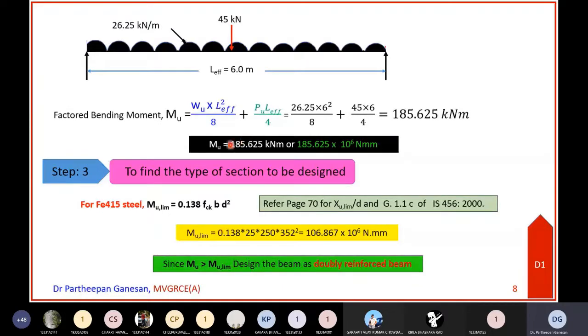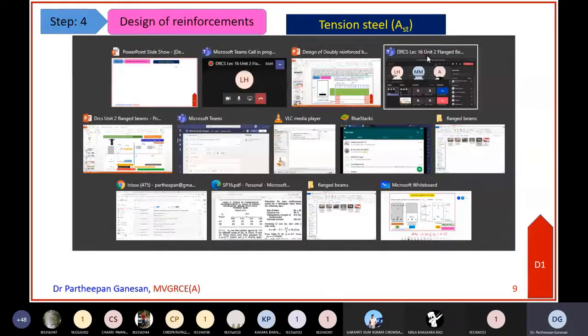Suppose Mu comes out to be less than Mu limit, you will design only as a singly reinforced beam, which we have already done. Singly reinforced beam you have done already, so you go back and refer. Suppose Mu is coming out to be less than Mu limit, you will design the beam as a singly reinforced beam, right? Now, xu limit, because it is Fe415, is 0.48D, and it is coming out to be 168.96. Now, design of reinforcement. Please pay careful attention. I am doing it in a different way than what I did yesterday. First, I am going to do the tensile steel, Ast, total Ast, tensile steel. Remember, I will show here on the whiteboard.